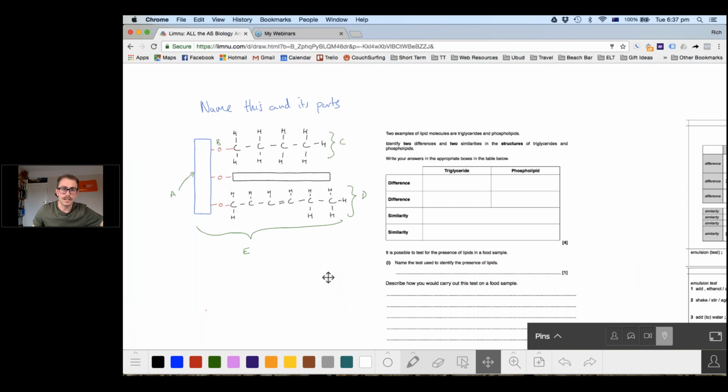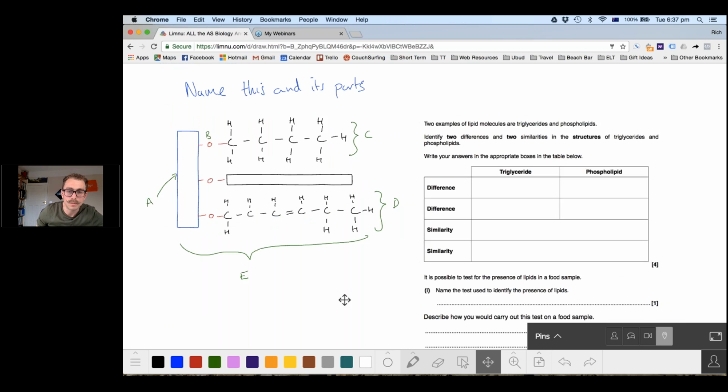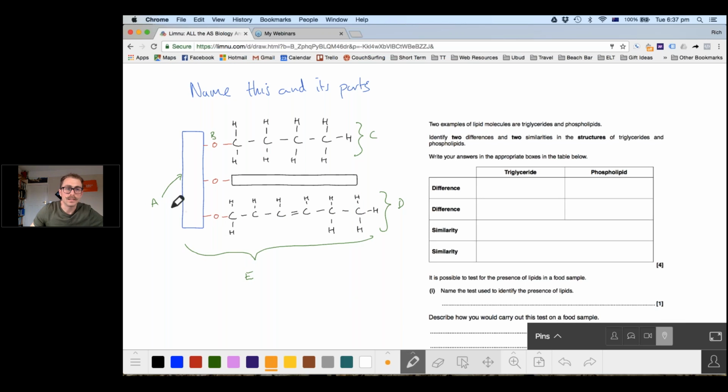Okay, so this is what I want. I want you to name A, B, C, D, and E for me. I'll zoom in a wee bit. Okay, so A, what is A? Mystery molecule. B is the bond. C, be specific with C and D for me, please. There's a difference between them.